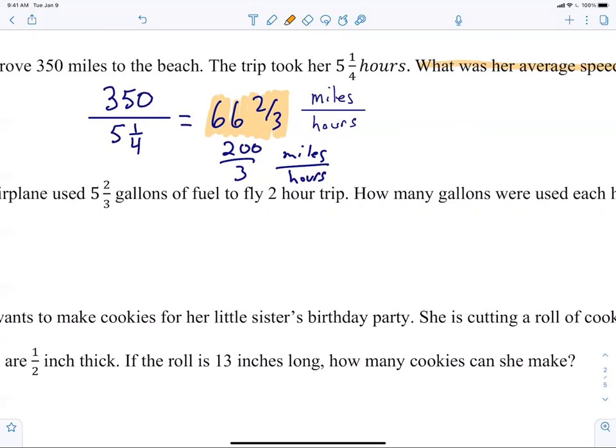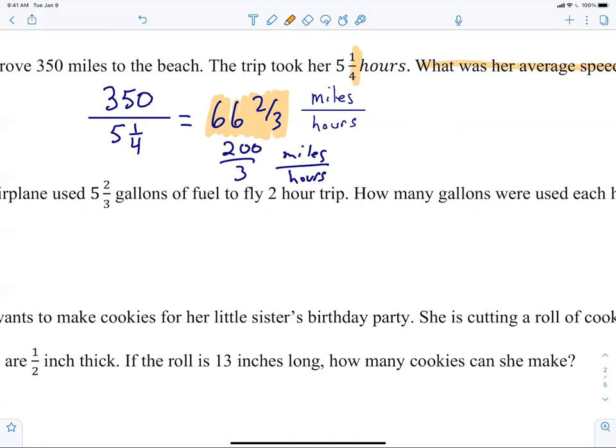Come on, Hubs, what? When it's 5 hours and 25 minutes, you can't drive 350. If you drive 66 2/3 miles an hour, that would be exactly correct. You with me on that? Just think about it like this. If I crossed out the 1/4 and did 350 divided by 5, that's going 70 miles per hour. You see what I'm saying? That's a pretty good question.